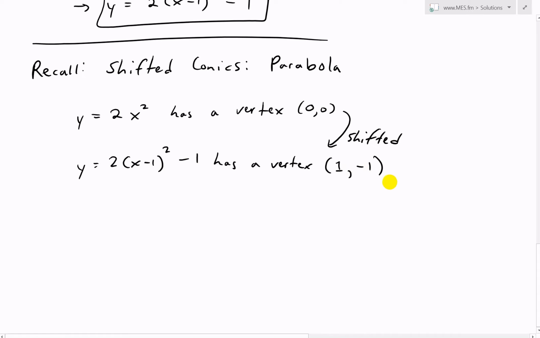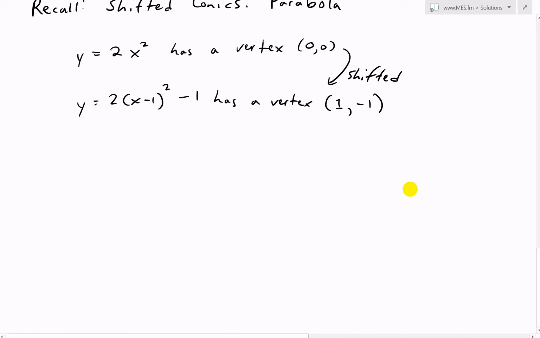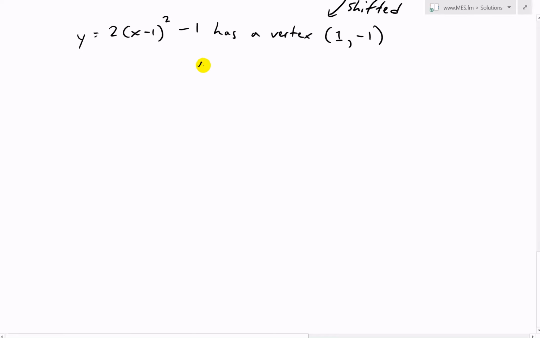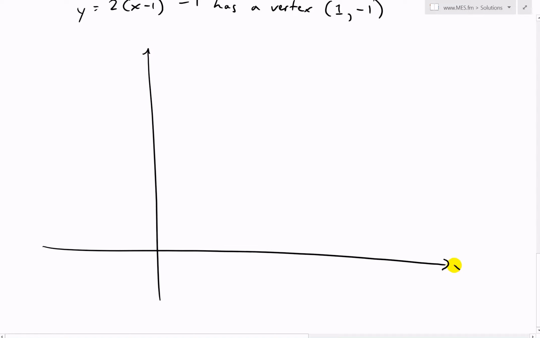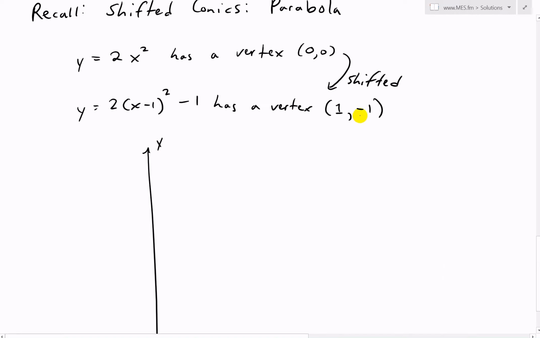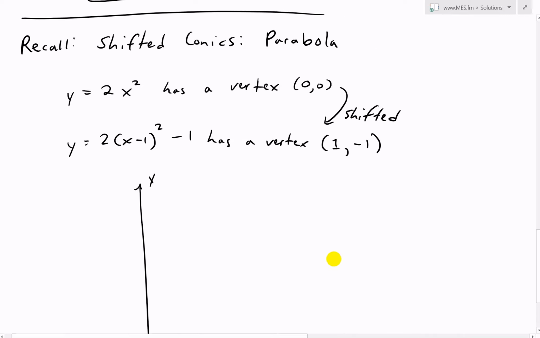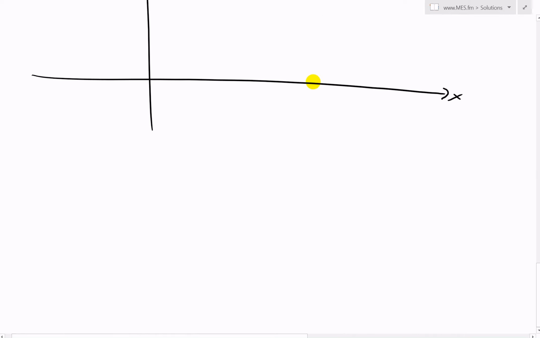So if we were to graph this out, we end up having something that looks like this. Let's graph it more to this side. This is the x and y graph. So what we have is the vertex over there at 1 and -1, and we can see that as well by looking at the equation y equals 2(x minus 1) squared minus 1.